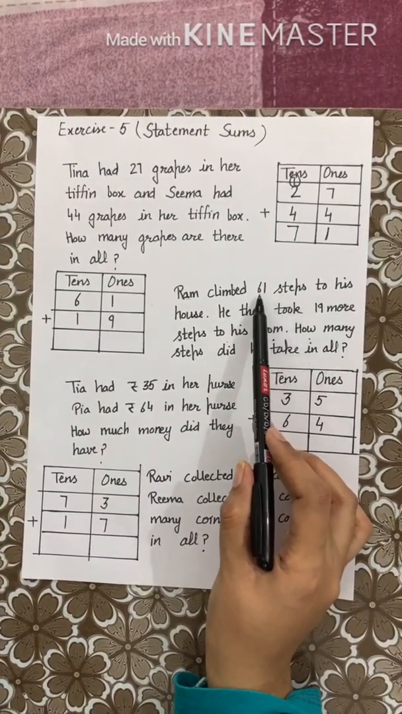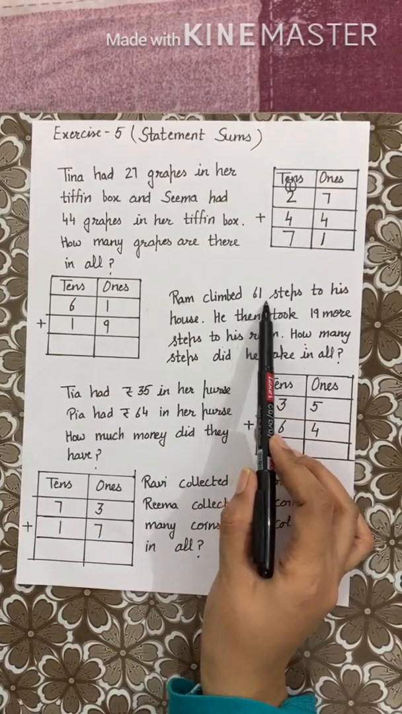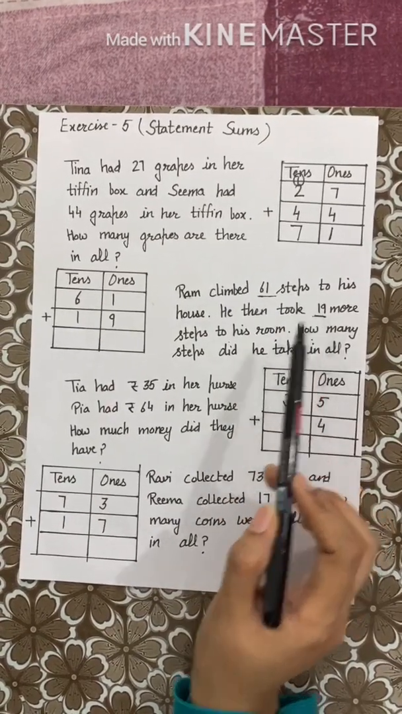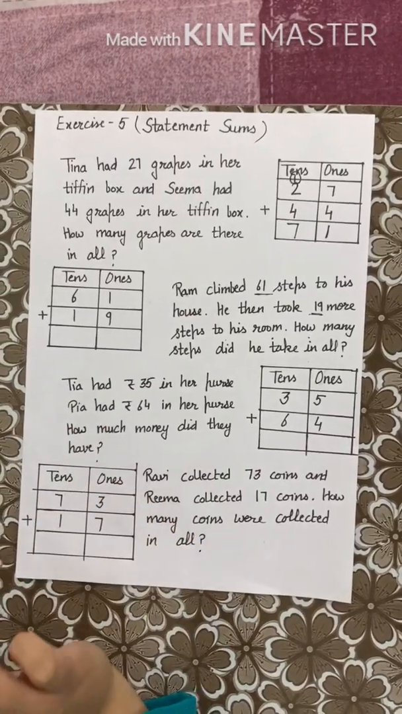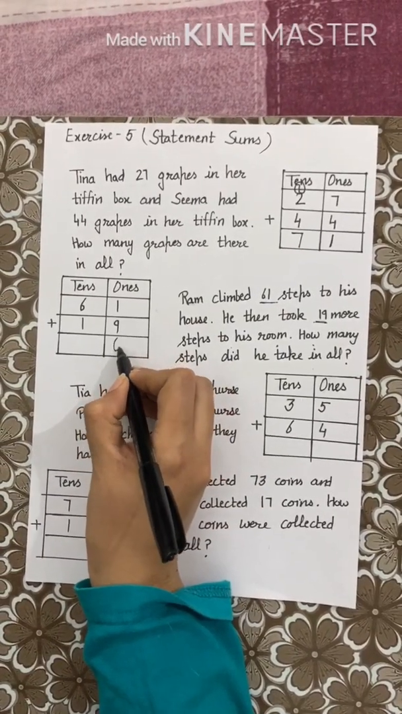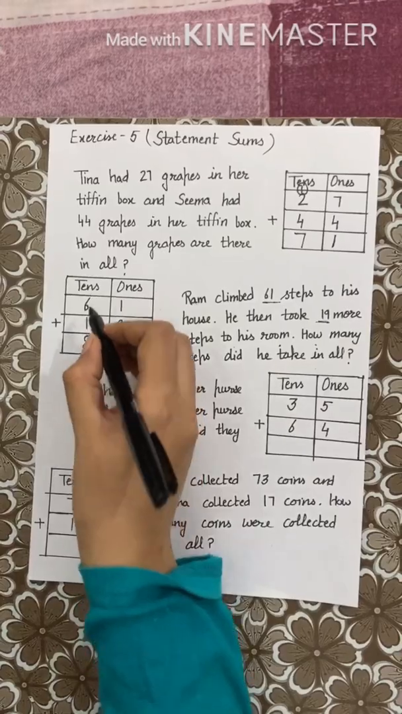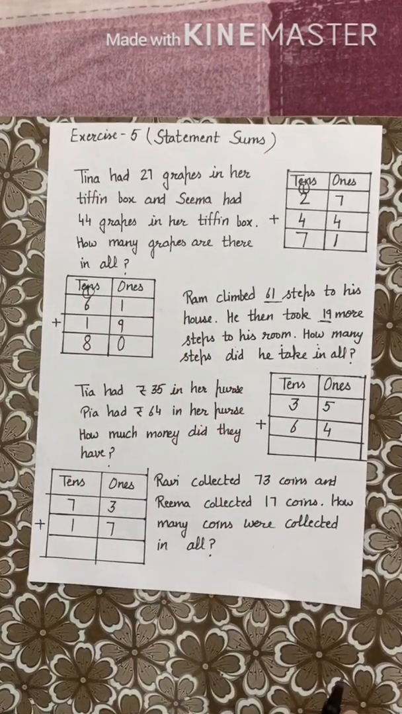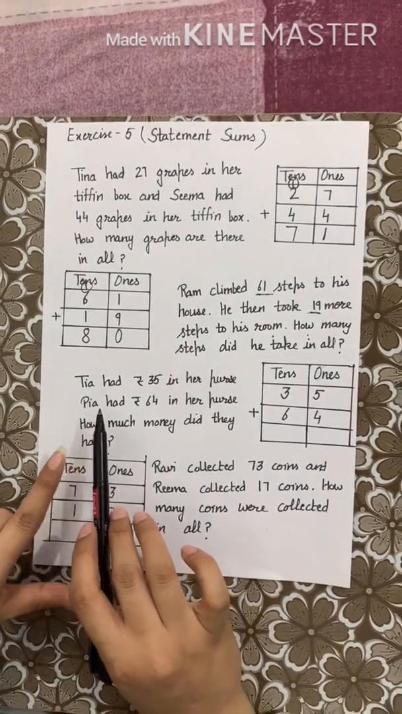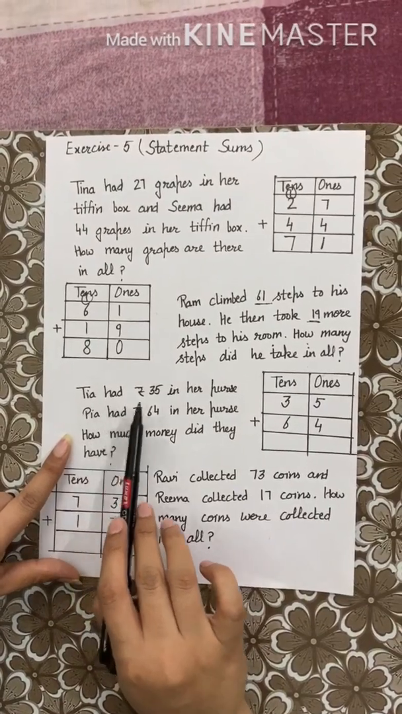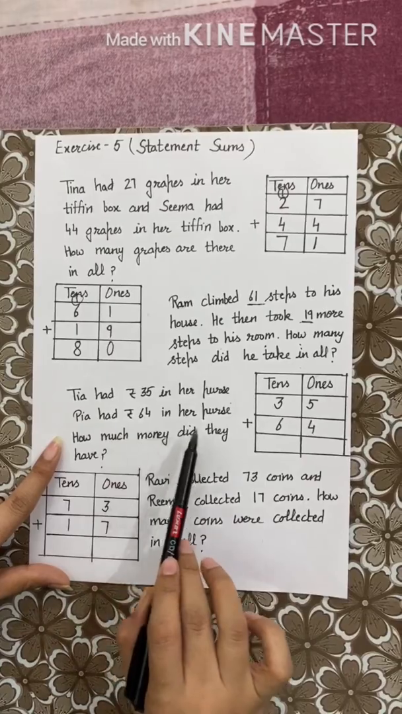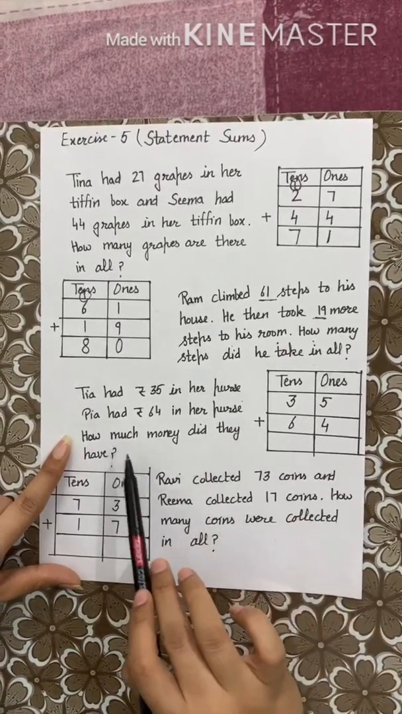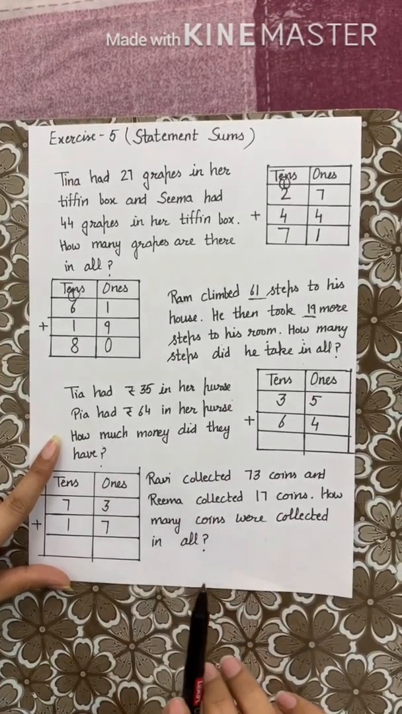That means you need to take the two numbers given to you, that is 61 and 19. Here I have written 61 and then 19, and simply I will be adding it. And while adding it, you need to be careful whether there is a carry or not. Fine. So I'm also reading the next one for you. Tia had rupees 35 in her purse. Pia had rupees 64 in her purse. How much money did they have?